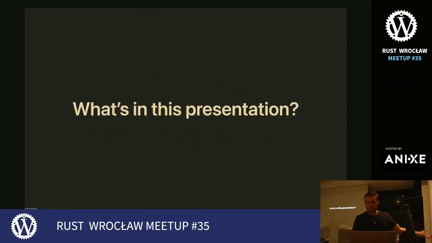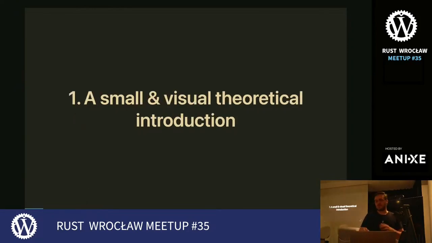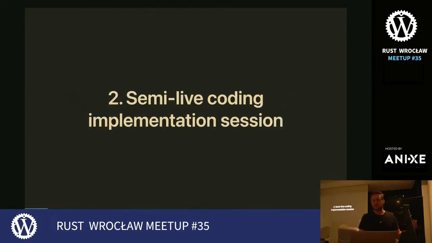So here we are. But the reality of this presentation is that it's what are Merkle trees, obviously, and how do we implement them in Rust. This presentation has two sections. The first will be a small visual theoretical introduction to how a Merkle tree works, how we construct it, and how we make use of two interesting properties of it. And the second part is a semi-live coding implementation session.